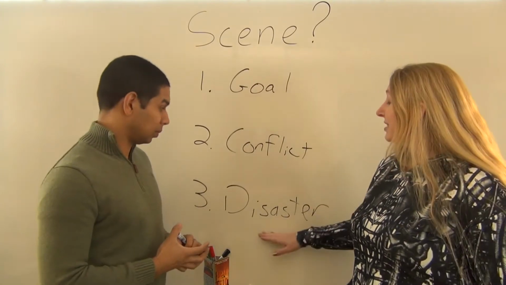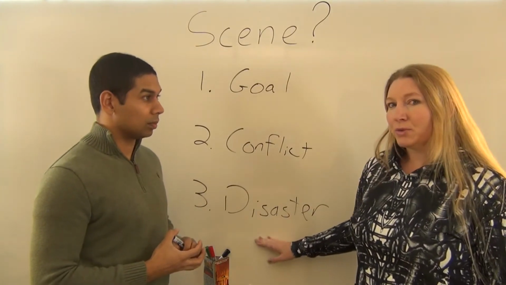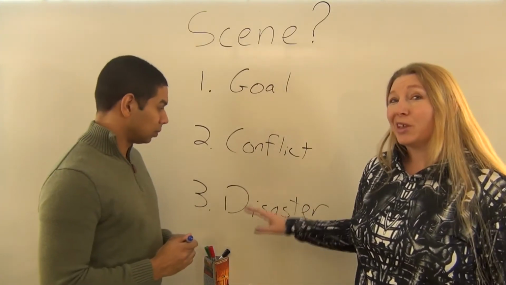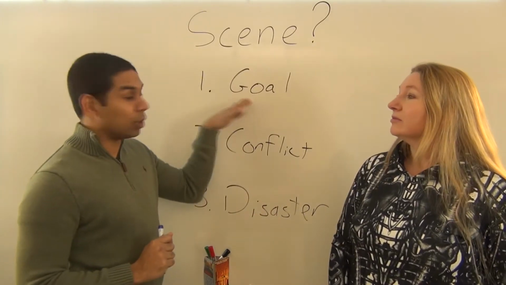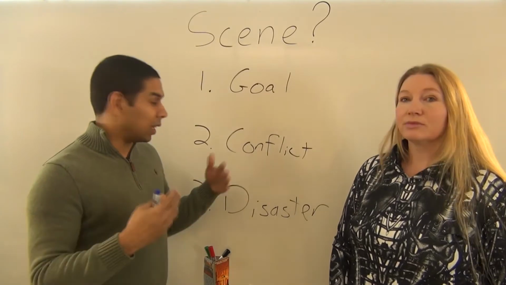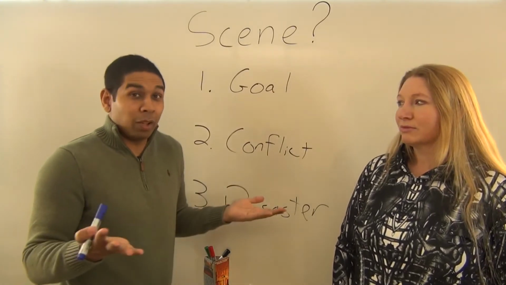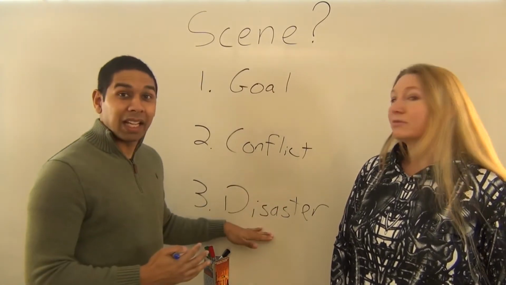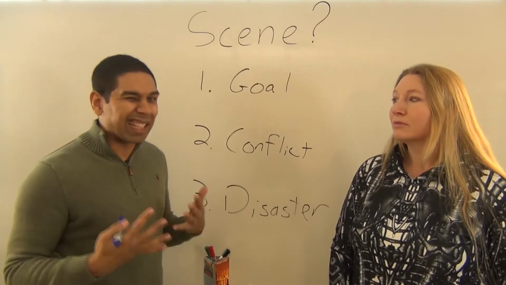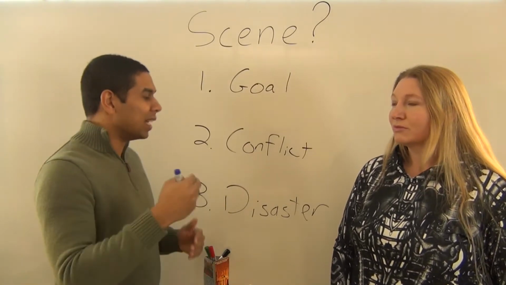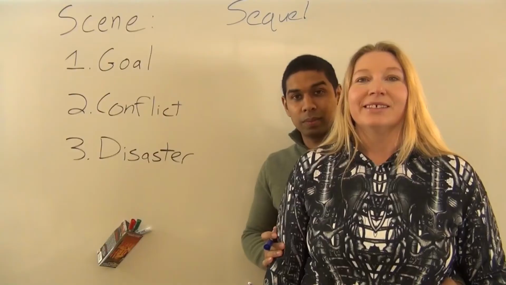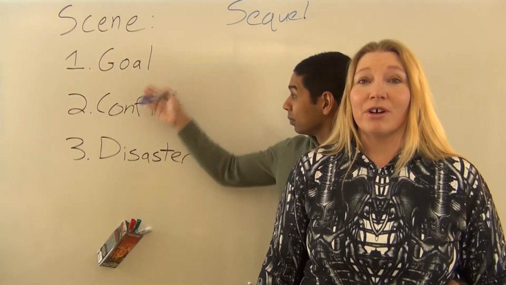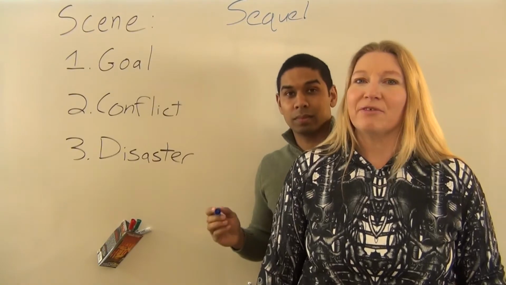But then you have to have a disaster. They still can't quite reach their goal. And even if they get what they wanted, there has to be something wrong with it. If your main character had a goal, and then there's a conflict, and they won, that's the end of the book, right? So, make a disaster. They get what they want, but it's not exactly right. They get what they want, but it's broken. They get to the very edge, but the princess is in another castle. Disaster.